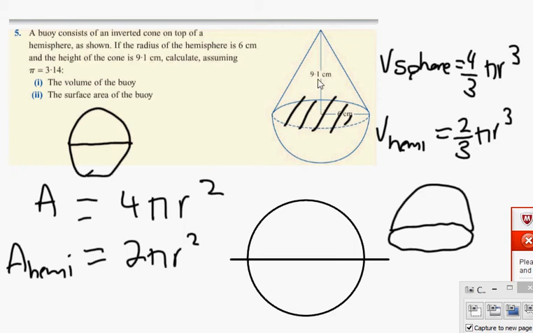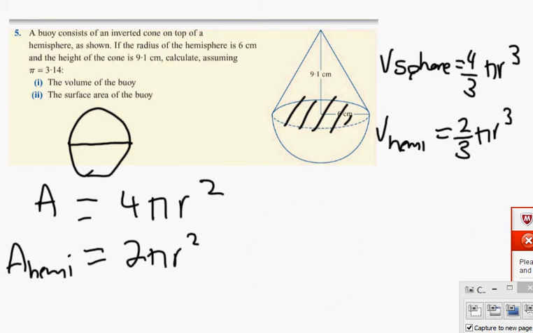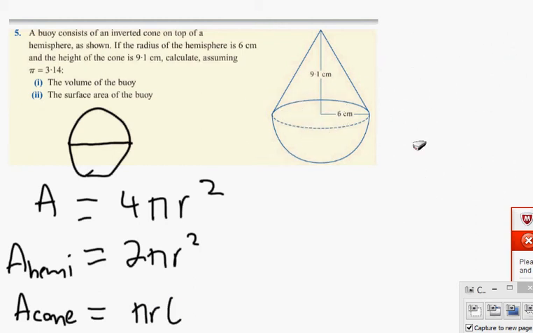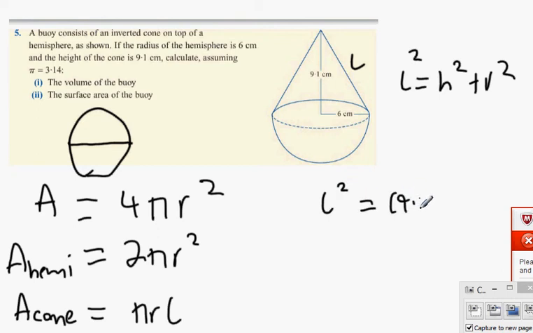Now what we have to do next is find out what formula we're using for the area of the cone. What's the surface area of a cone? Pi r L. The big problem here is, what is L? L we get from Pythagoras' theorem. L squared equals h squared plus r squared. So L squared equals 9.1 squared plus 6 squared, and then square root it.